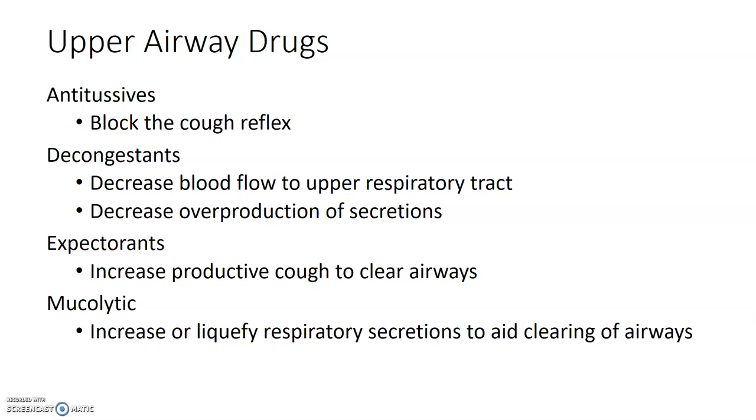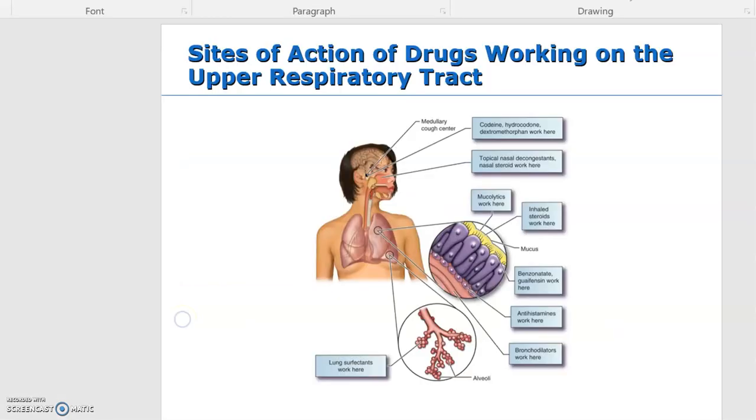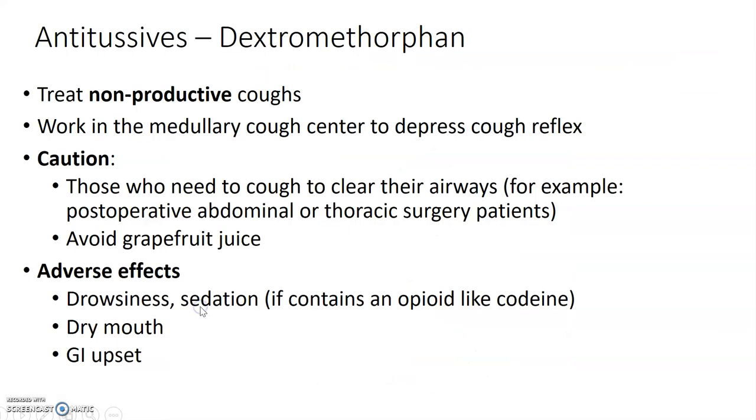Decongestants decrease blood flow to the upper respiratory tract and decrease overproduction of secretions. And expectorants increase productive cough to clear the airways. A mucolytic is used to liquefy respiratory secretions to aid in the clearing of the airway. We will talk about each of these. The site of drug action is a chart found in your textbook, and you can look at that chart to see where the drugs work in the body to impact airway exchange.